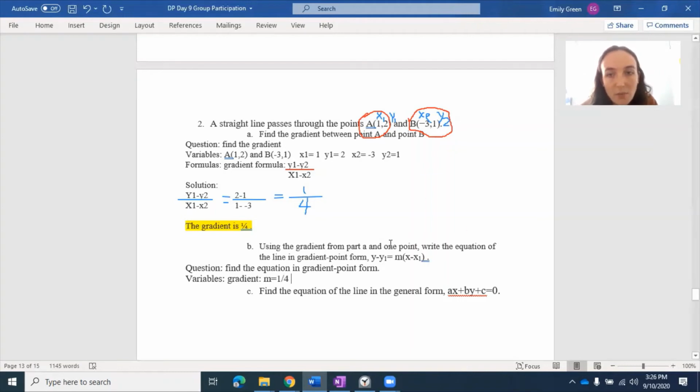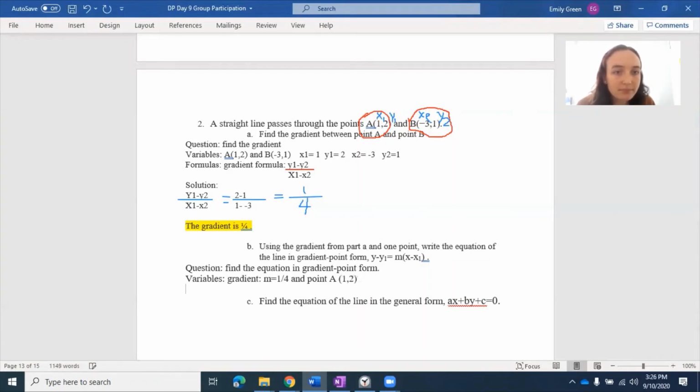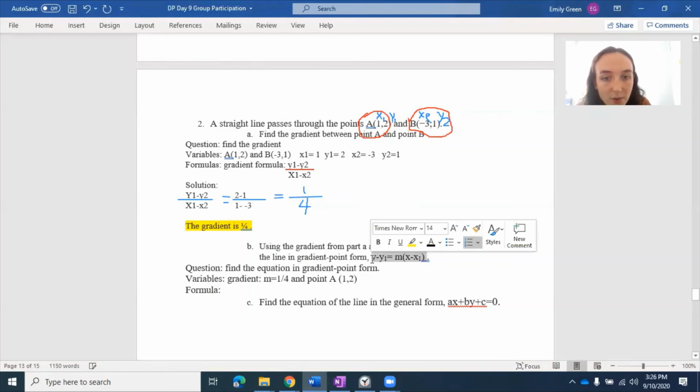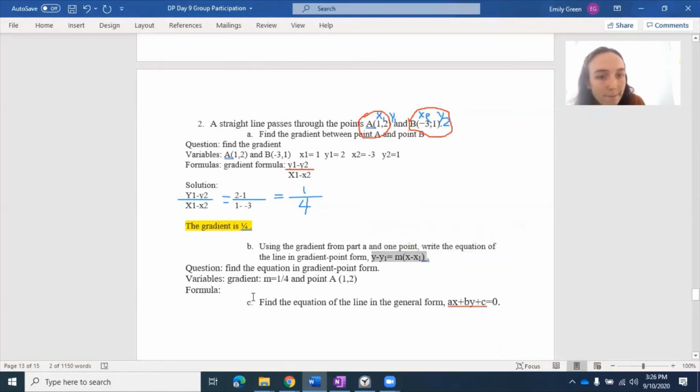And we're going to use one point. So you could use either A or B. I'm going to use A. So our variables are m equals 1/4 and point A(1, 2). Now, what formula? Well, we're going to use the formula that we were told in the problem, which is also the formula for gradient point form. And we'll paste it there.